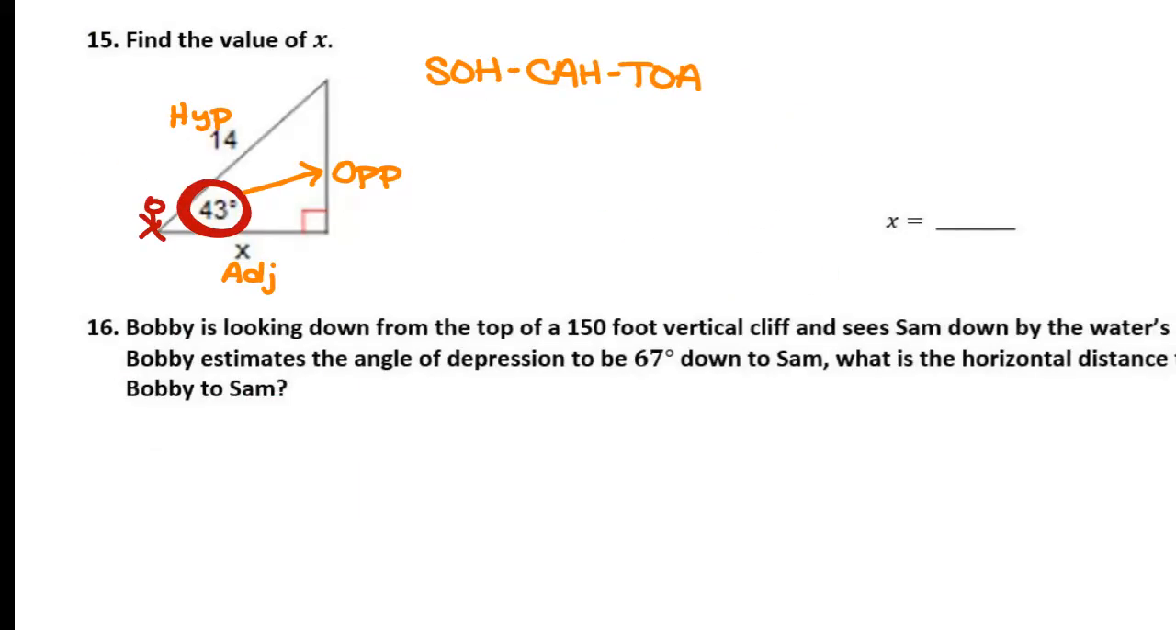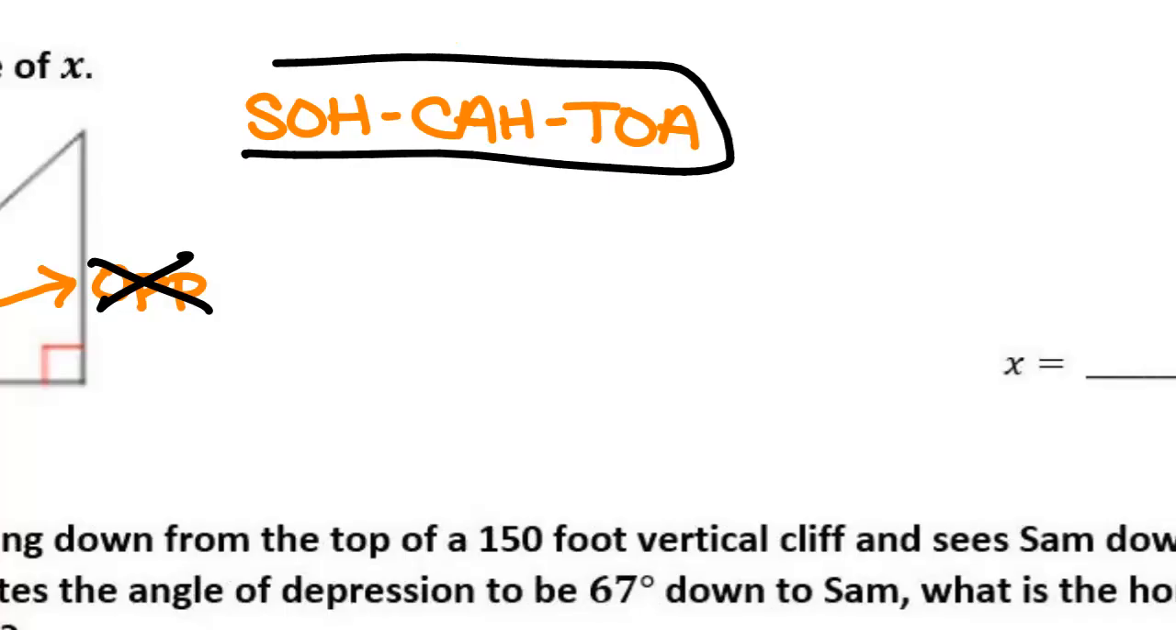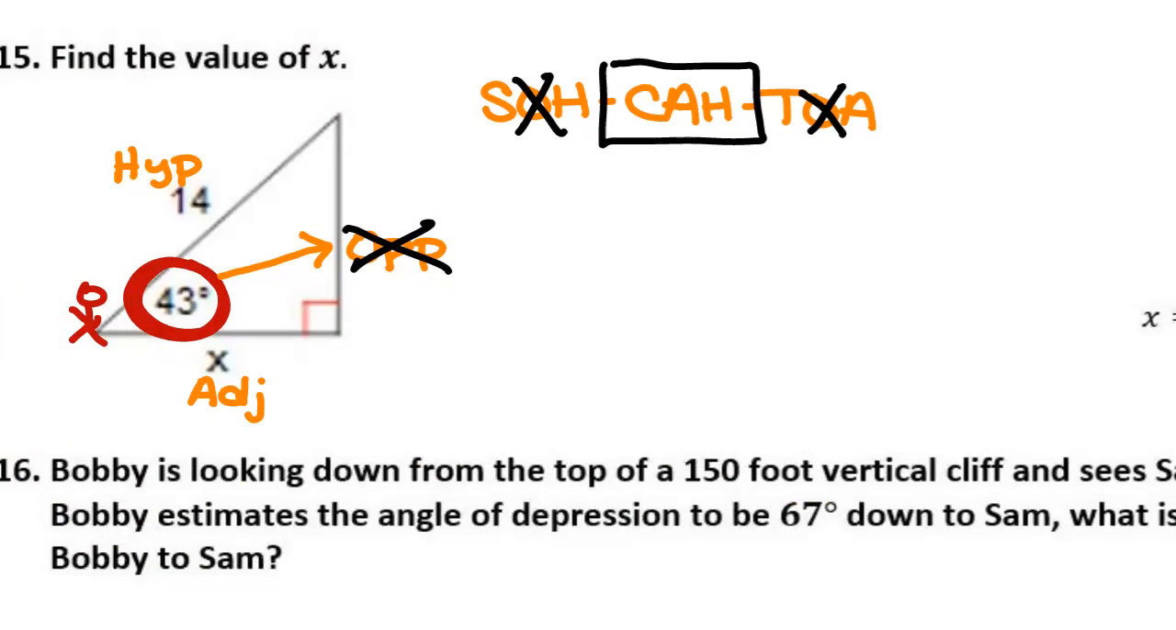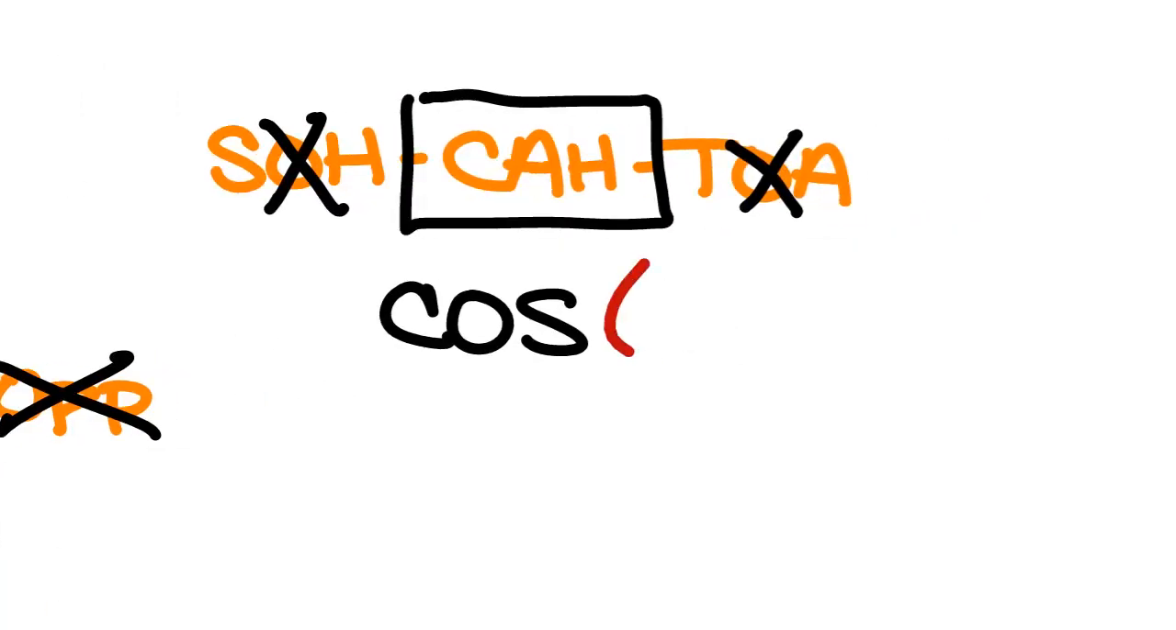Which side of that triangle do we not know anything about? No variables, no numbers, no nothing. The opposite side. So which of these 3 do I have to throw out because it uses the opposite side? Sine and tangent. This one uses opposite, this one uses opposite. So process of elimination tells me we're going to use cosine. Cosine of the angle, 43 degrees, is equal to what? X over 14, yes.